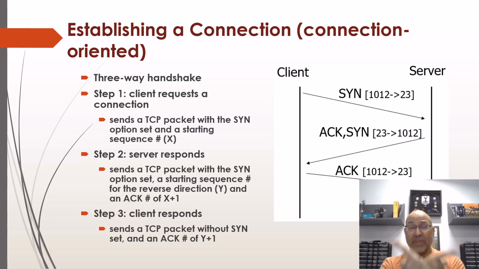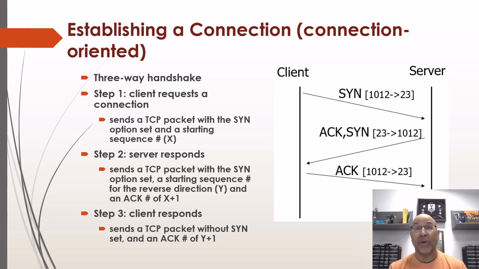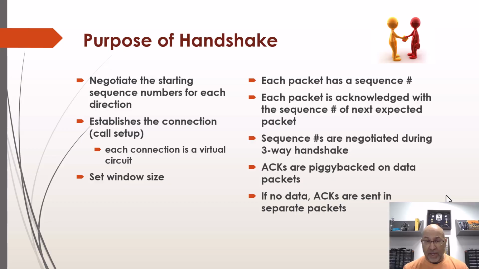And then the opposite side will use those as the acknowledgement numbers. And then we're going to set the window size as well. Now, one important detail here is that when I acknowledge something for you, I'm going to use your sequence numbers, but it's going to be incremented by 1, meaning that I got everything before, and I'm expecting this next byte. So again, the purpose of the handshake is to negotiate the starting sequence number.